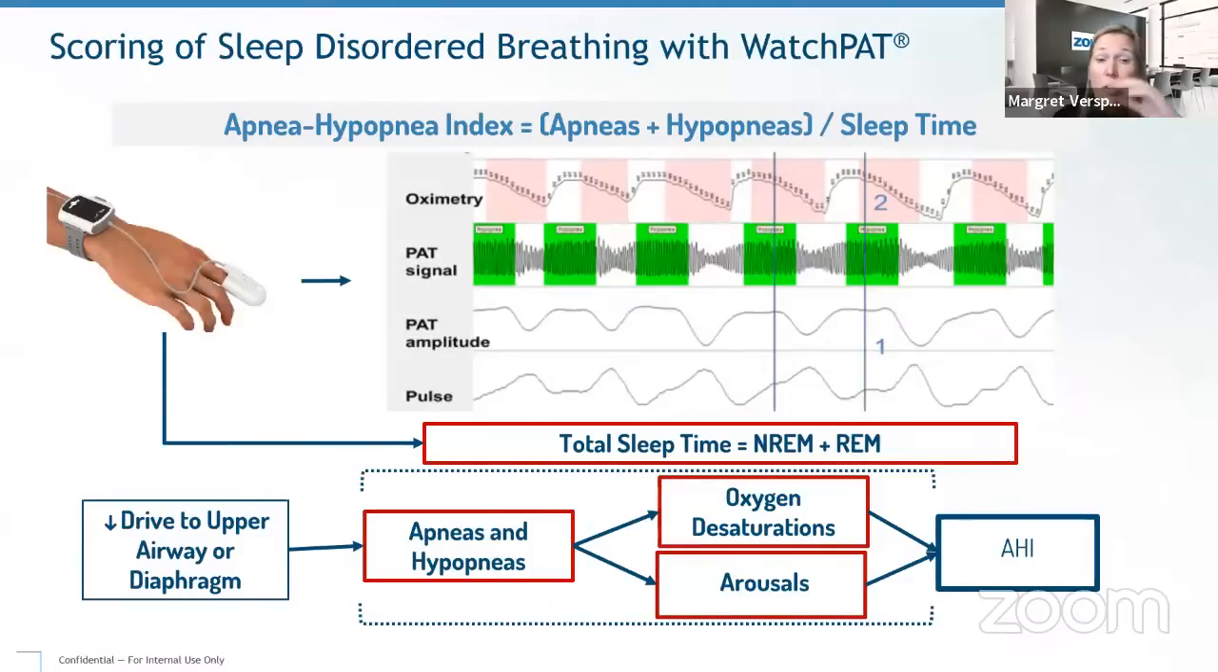So what we do is calculate apneas and hypopneas, not based on flow limitation, but based on desaturations and arousals. And we have the total sleep time. Based on this estimated total sleep time, we calculate the AHI. So we calculate the number of events, divide it by the total sleep time, so we know the number of events per hour.